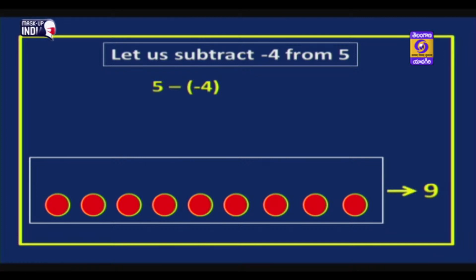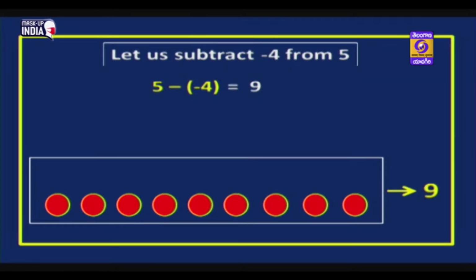So, red coins represent a positive number, since there are 9, so we write it as plus 9 or simply 9. So, that means 5 minus of minus 4 is equal to plus 9. So, this is how we subtract a negative number from a positive number. I hope you understood, children, isn't it?